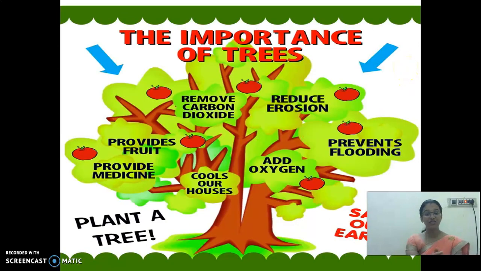So what is the importance of trees children? They give us fresh oxygen. They keep the environment cool. They give us fruits, vegetables, medicine, shelters, chairs, furniture. Isn't it? And then they are also the house of a few animals. Forest, yes, forest is the house of animals.